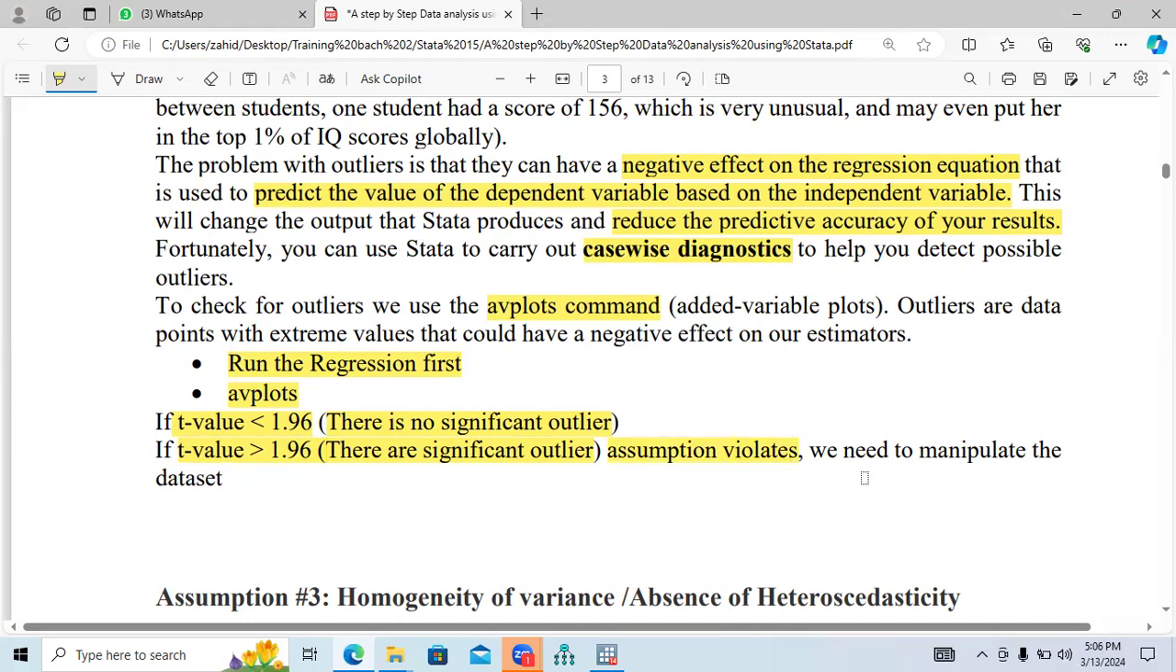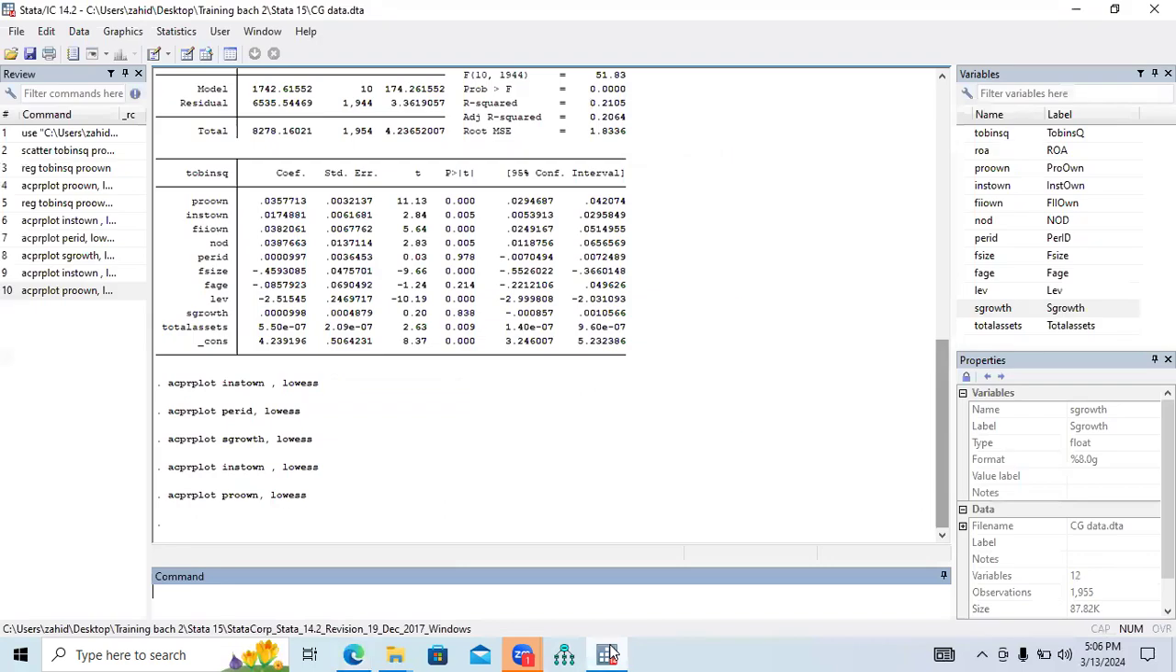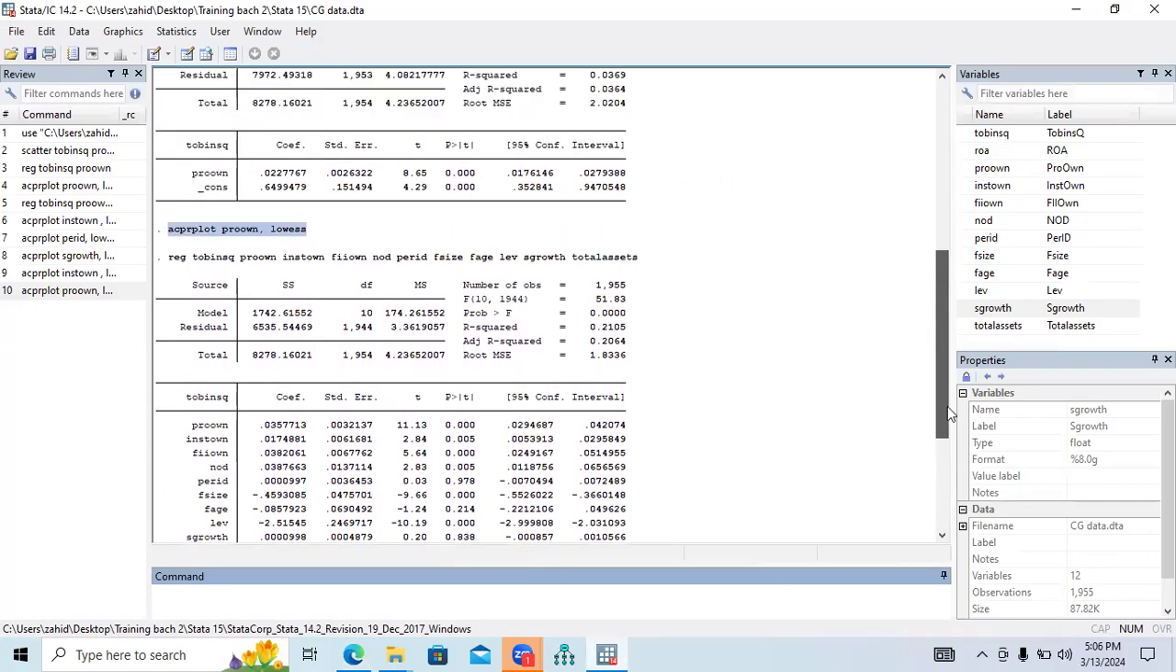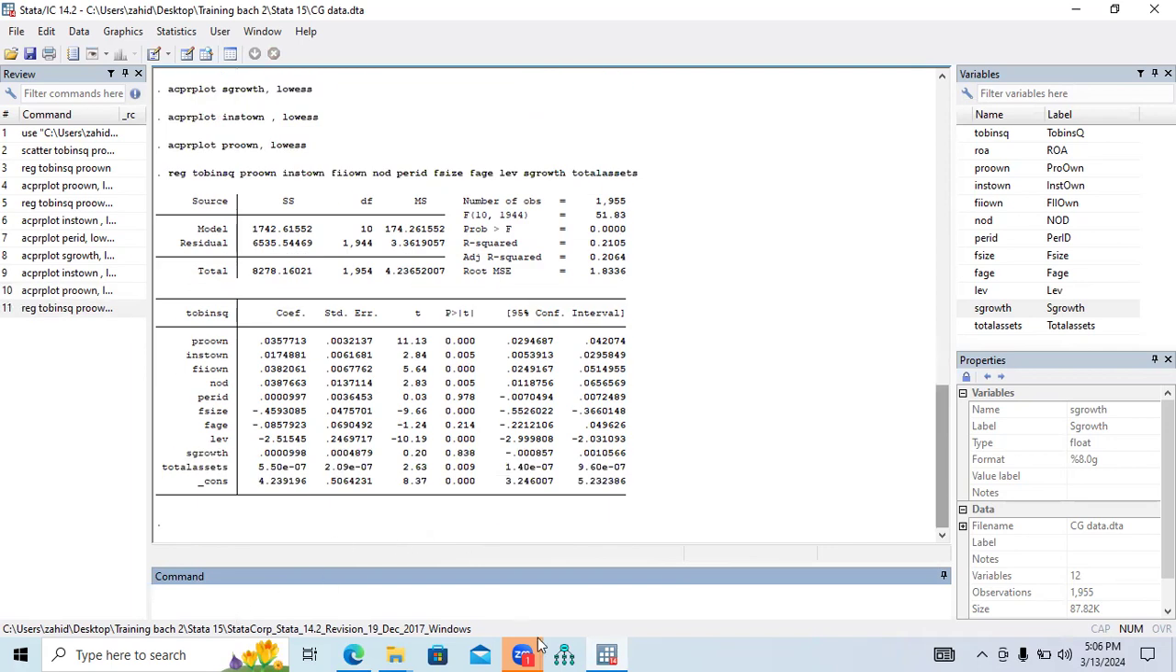I will let you know how to manipulate the data, but first we need to test it. So what we need to do is run the regression first. Each time you apply a different procedure, you need to run the regression first. So let's suppose this is our regression, and we are going to run it again. Now the regression is run.